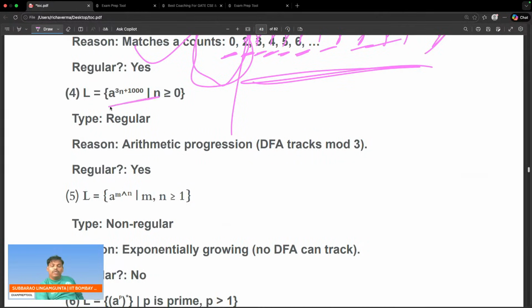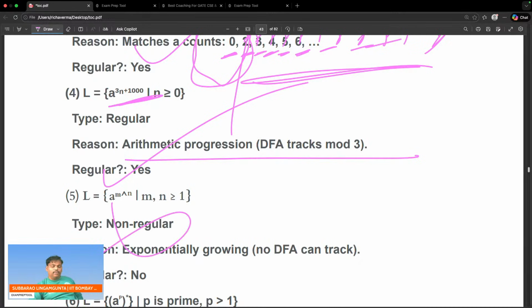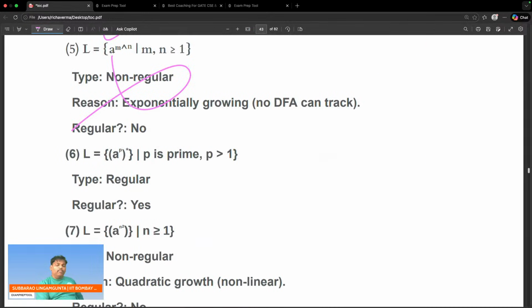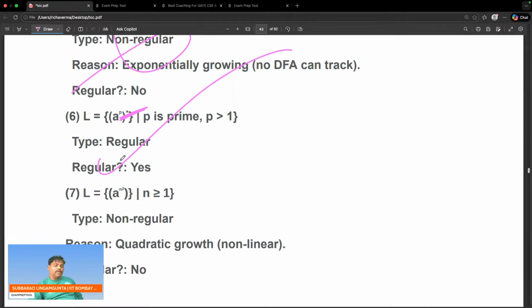Next one, a power 3n plus 1000. It is also AP series possible. Please check. Arithmetic progression possible, mod 3, something like that. It's regular. Next one, a power m whole power n. AP series not possible, so it's non-regular. Verify. A power p whole star, where p is a prime number. You verify properly. Here also AP series will come because it is a power p whole star. That is the reason.